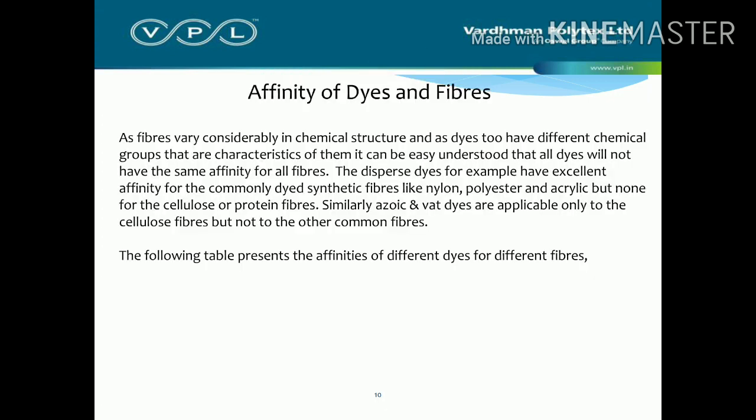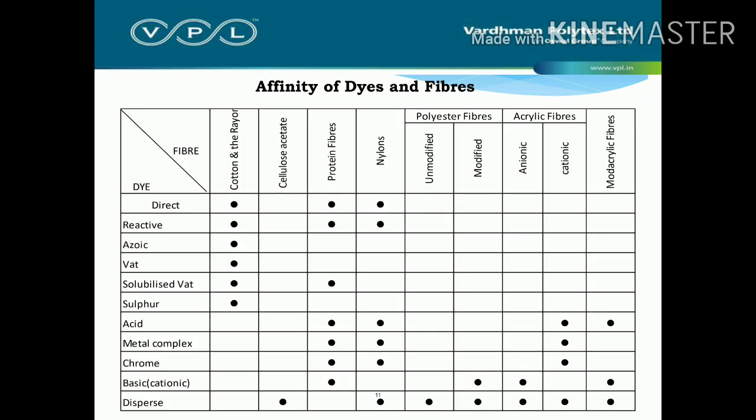Now we will discuss the affinity of dyes and fiber. Fibers vary considerably in chemical structure, and as dyes also have different groups that characterize them, it can be easily understood that all dyes will not have the same affinity for all fibers. In the table, the black mark shows the affinity of different dyes for different fibers. For example, disperse dyes have excellent affinity for the commonly dyed synthetic fibers like nylon, polyester and acrylic, but none for the cellulose or protein fibers.